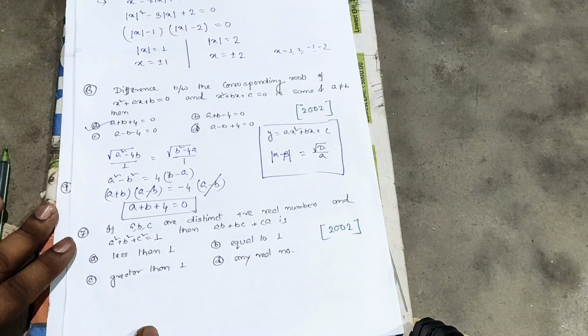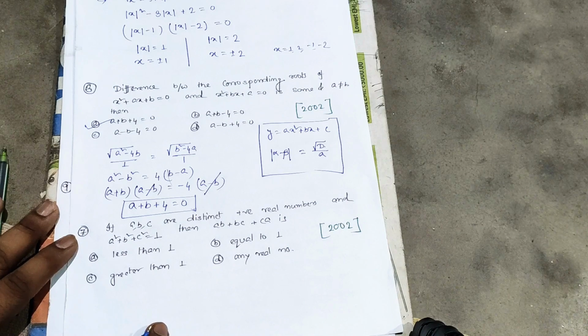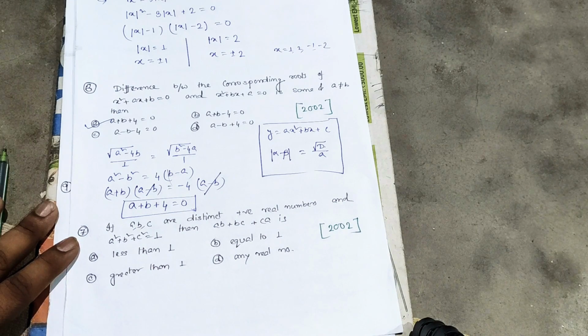Coming to the 7th question, if a, b, c are distinct positive real numbers and a square plus b square plus c square equals 1, then ab plus bc plus ca is: option number A, less than 1; option number B, equal to 1; option number C, greater than 1; and option number D, any real number. And it was asked in JEE in 2002.